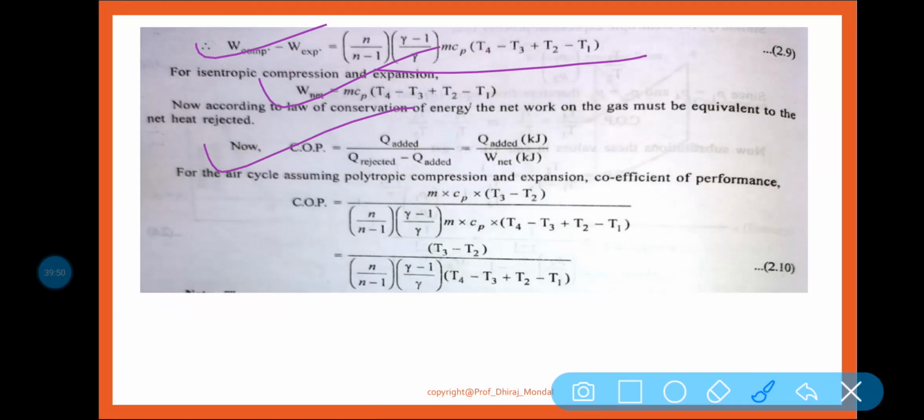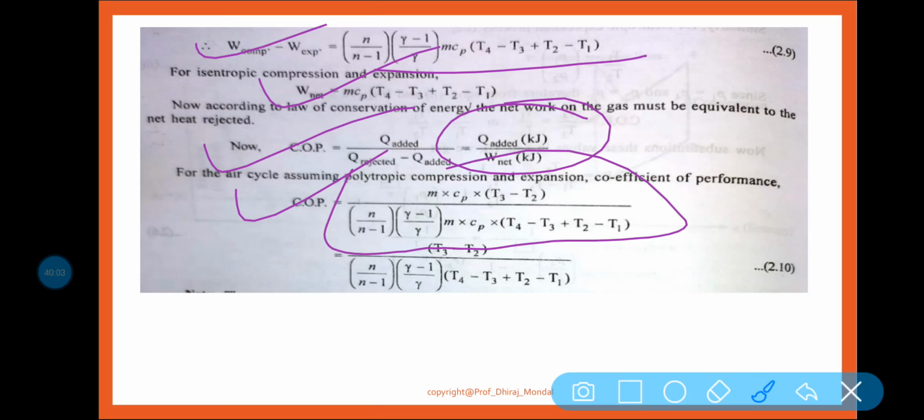COP is equal to Q added by Q rejected minus Q added. So ultimately Q added by W net is the COP. For an air cycle assuming polytropic compression and expansion, this is your coefficient of performance. Finally, this equation you need to remember.